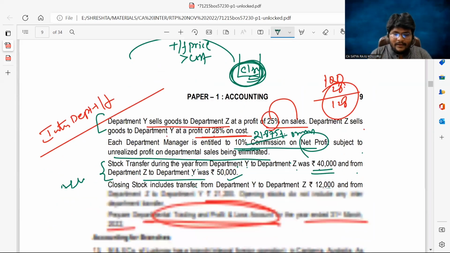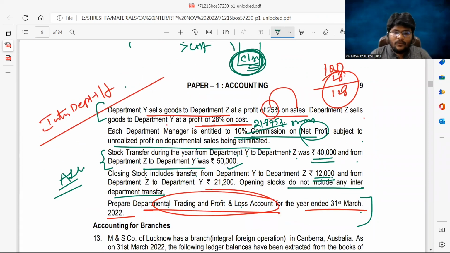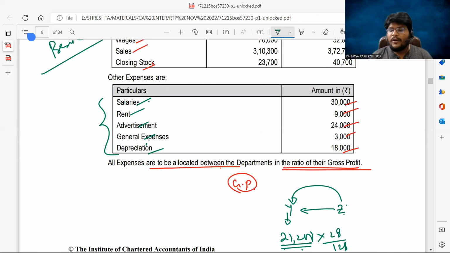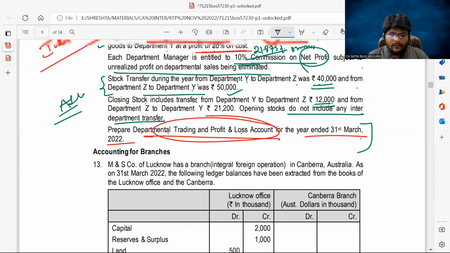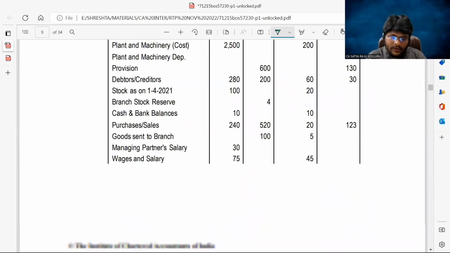Sir, we did this part as a separate problem. We did the basic part as a separate problem in the classroom, but they just combined it and tested it in the RTP. That's it, guys.